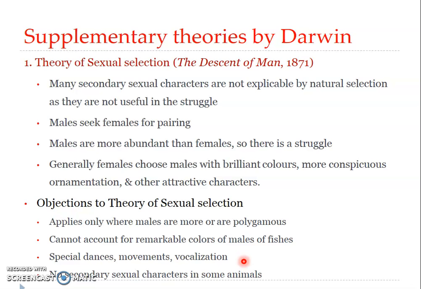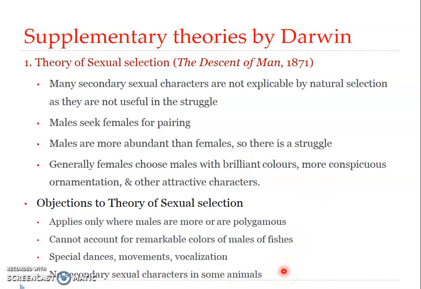And many secondary sexual characters can now be explained by natural selection, as against what was claimed by Darwin. Some animals do not possess any secondary sexual characters, and this particular theory cannot be applied in such cases. So for those animals with no secondary sexual characters, obviously the theory of sexual selection doesn't apply in these species.